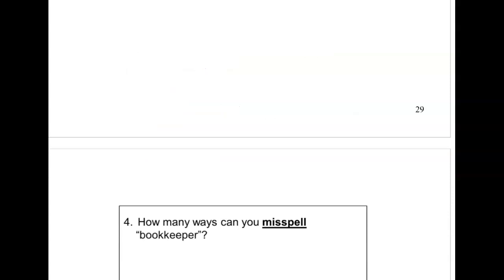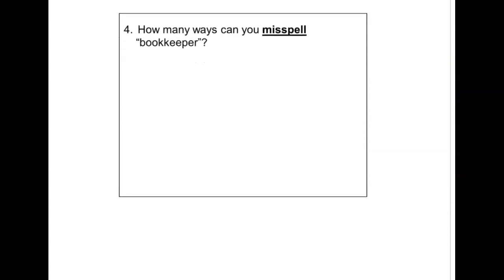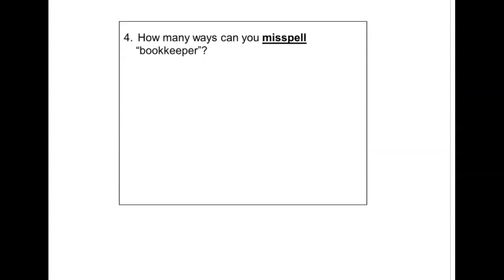Let's move to the next problem. How many ways can you misspell the word bookkeeper? I would like you to pause the screen, try this problem, and see what you end up getting. So let's see how you did. When you look at this word bookkeeper, there are 1, 2, 3, 4, 5, 6, 7, 8, 9, 10 letters. There are 2 O's, so I need a 2 factorial. There are 2 K's, I need another 2 factorial. And then there are 3 E's, so I need that 3 factorial.